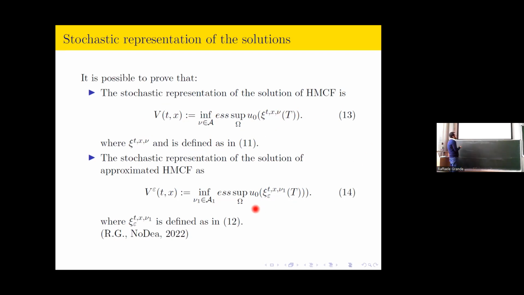And then we can extend the stochastic representation also to the approximating curvature flow in the following way. So we can obtain a V epsilon. The problem with this kind of solution is that they are not easy to deal with, because we have this essential supremum that is pretty technical to deal with.